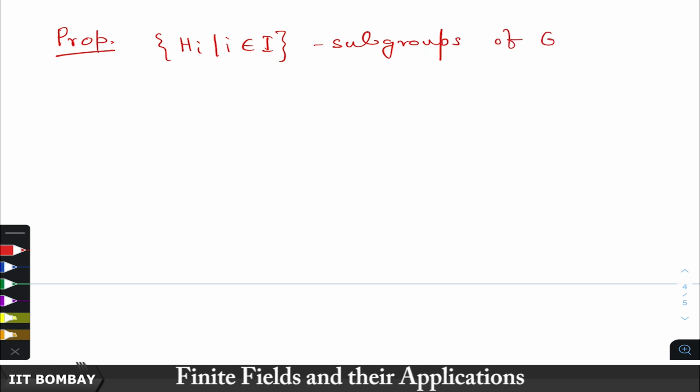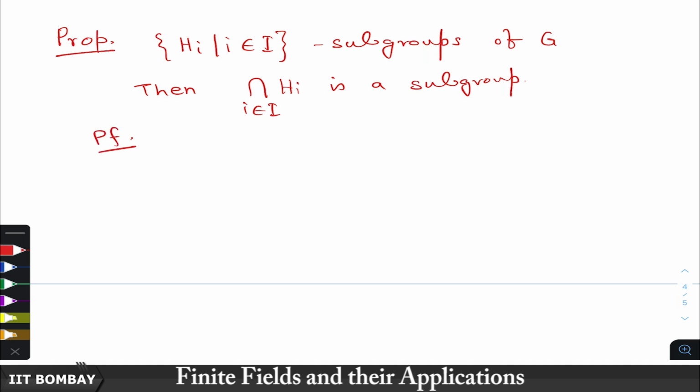So, one very simple result that we will mention here is that if we have any class of subgroups, let us say H_i, where i belongs to an indexing set, these are subgroups of a group G, then their intersection, the intersection of H_i, i belongs to I, is a subgroup. How will you prove this?